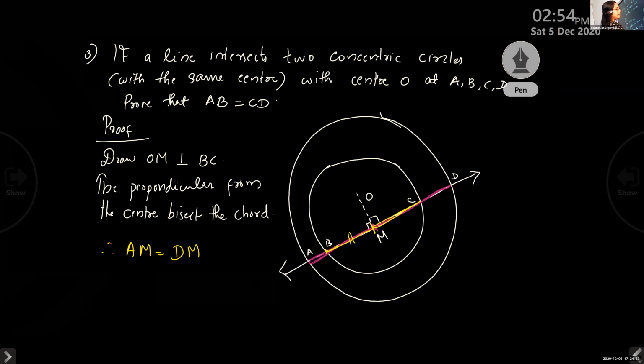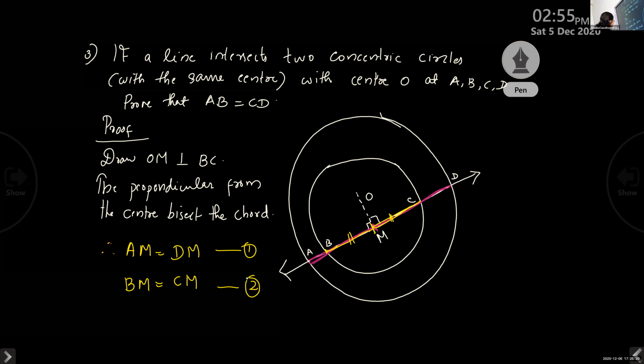Isn't it? Yes, ma'am. In the inner circle a small chord is there and the same part is there for the outer circle also. So we'll take the outer one first. So AM equal to DM. And next the inner circle. So BM equal to CM. Okay, children, that is equation number 1 and equation number 2.